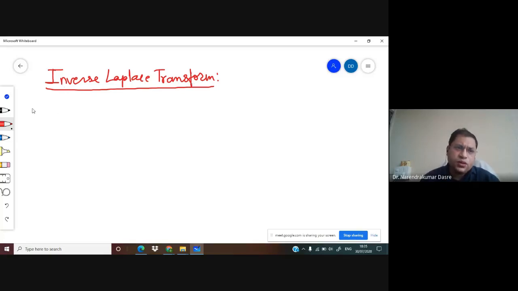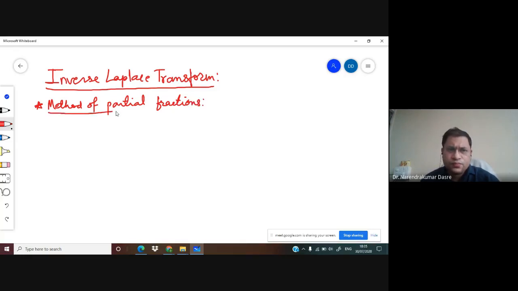Okay, now we have to see another method, the method of partial fractions. Now, if we have only one factor in the denominator, then we don't have any problem. We can just find the inverse Laplace transform using the formula that we have. What happens if we have more than one factor in the denominator?